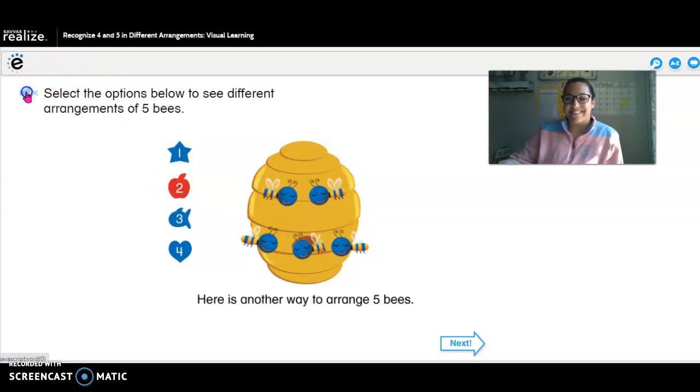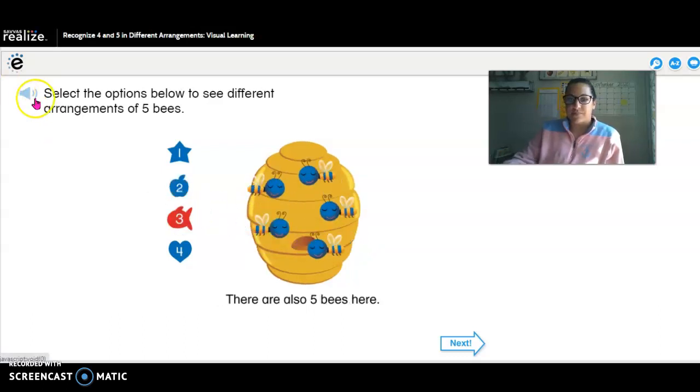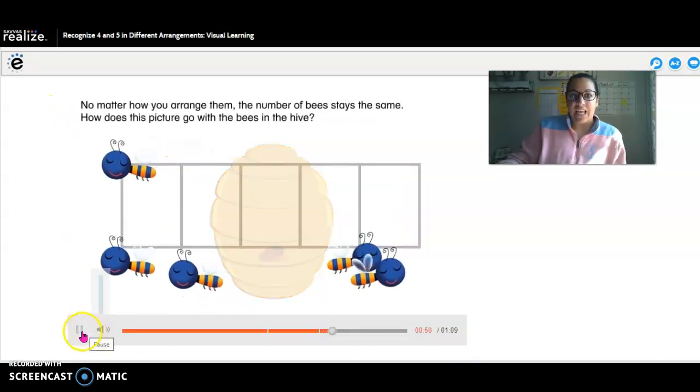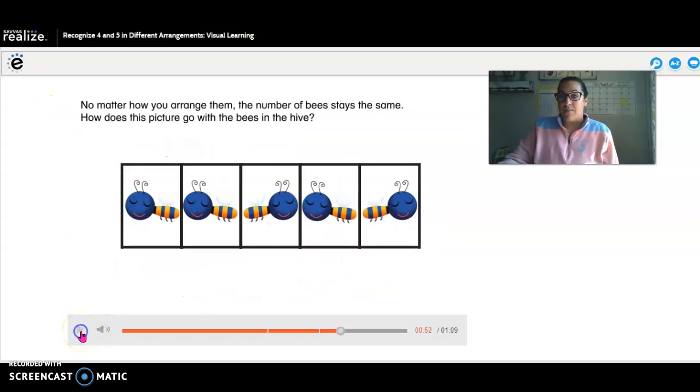Here's another way to show 5 bees. 2 at the top, 3 at the bottom. Here, there are also 5 bees. 2 on the one side, 3 on the other. Still showing 5. These 5 counters could represent 5 bees. No matter how you arrange them, the number of bees stays the same.